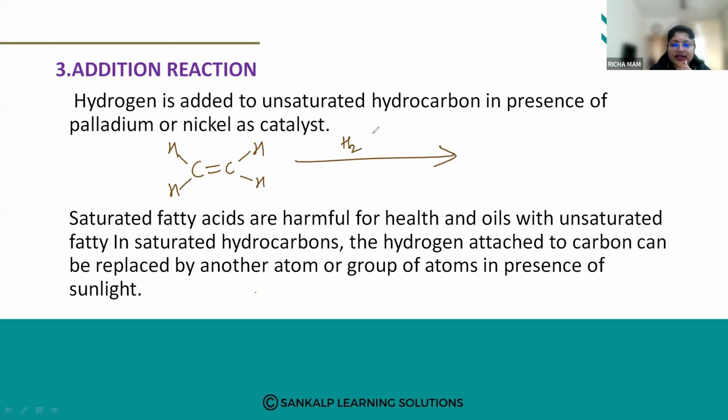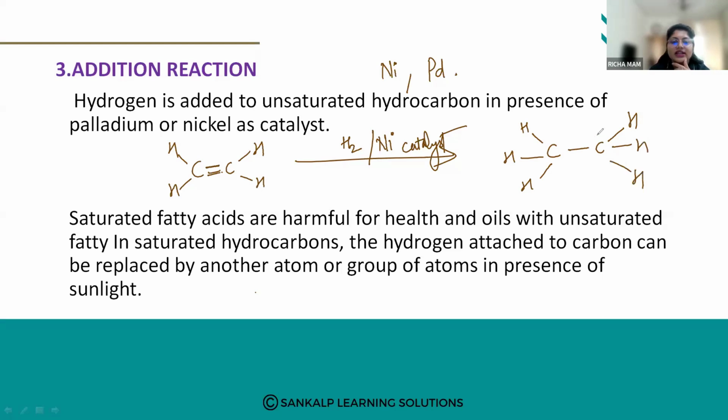Hydrogen is added in the presence of nickel as a catalyst. We are adding hydrogen in the presence of some catalyst. Either you can take nickel or you can take palladium. So hydrogen is added across this unsaturated carbon. What is happening? This bond is broken and you are adding hydrogen.